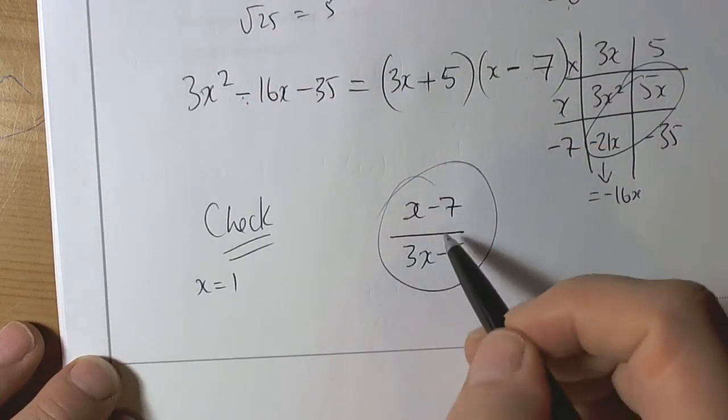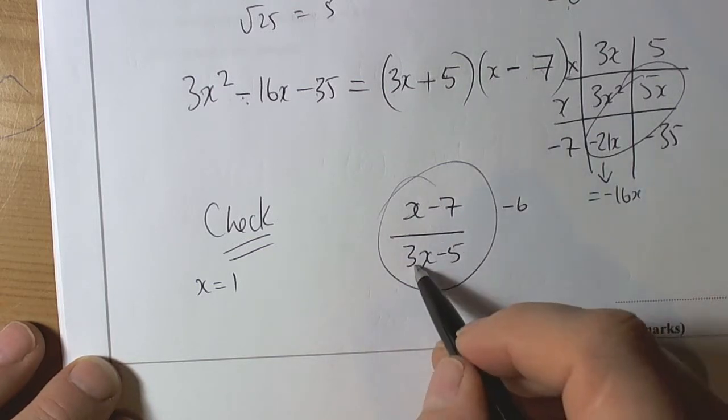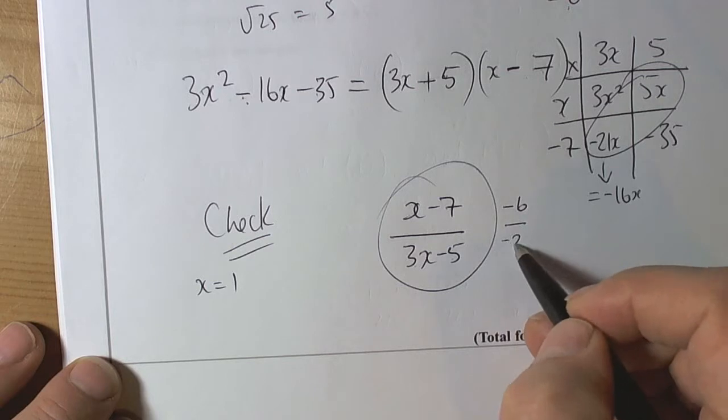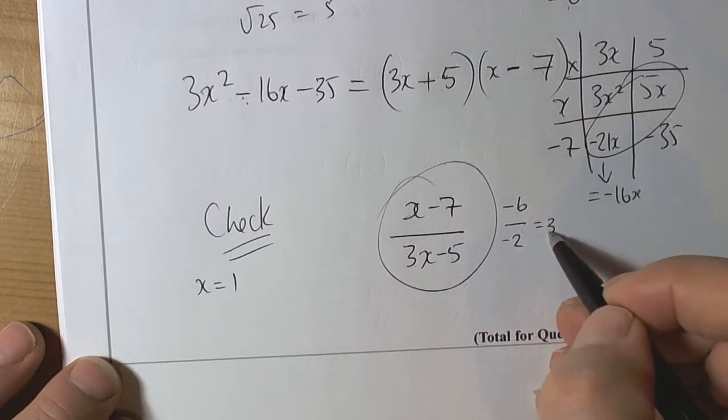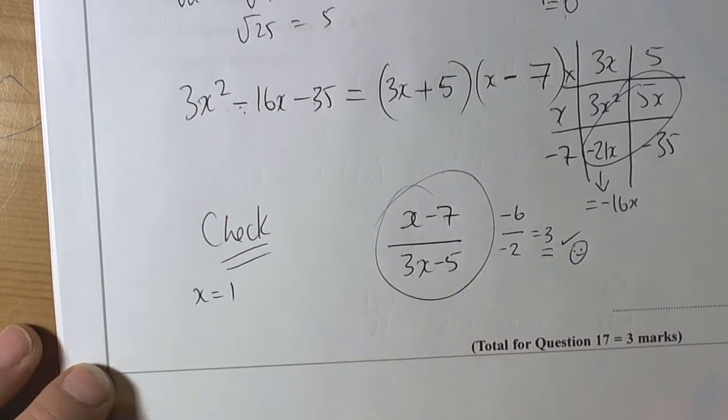So this should also give us 3. So let's have a look. 1 take away 7 is -6. 3 take away 5 is -2. -6 divided by -2 is 3. So we can be happy that the check worked.